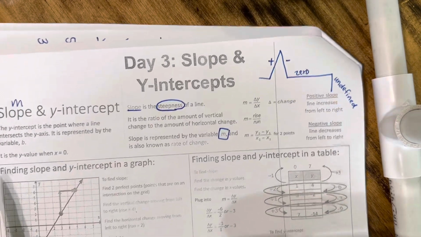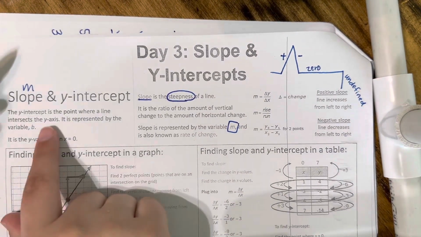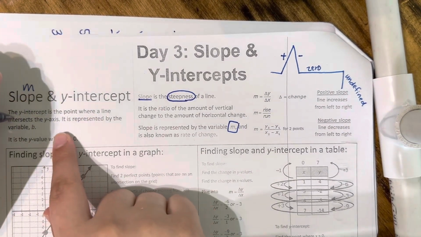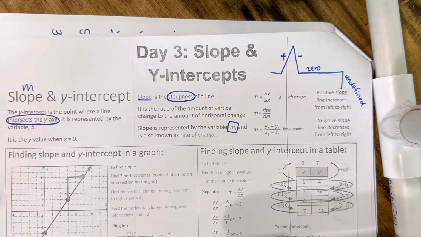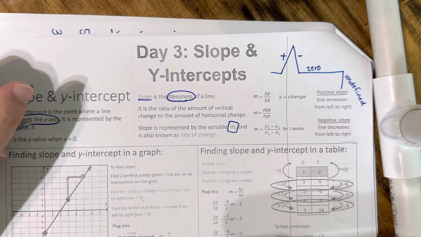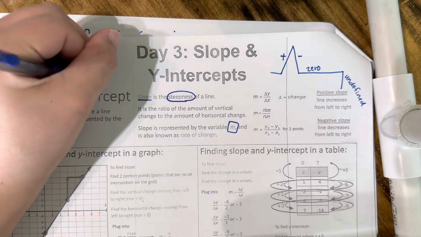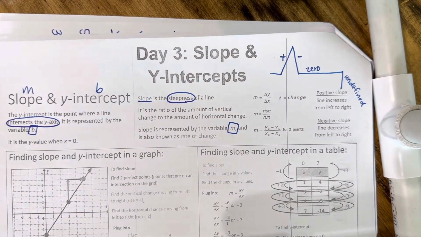The other thing that we need to talk about is y-intercepts. Y-intercept is the point in the line where it intersects the y-axis. Where does the line cross the y-axis? And the letter that we use for y-intercept is the b. Okay, it is the y value when x equals 0.